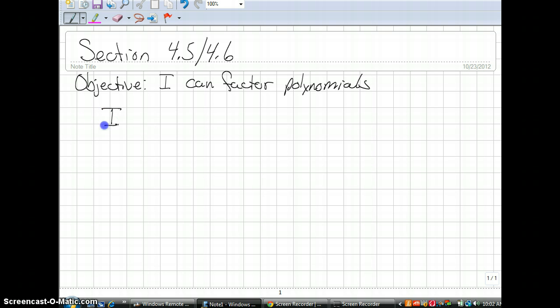So step number one is to look for common factors.